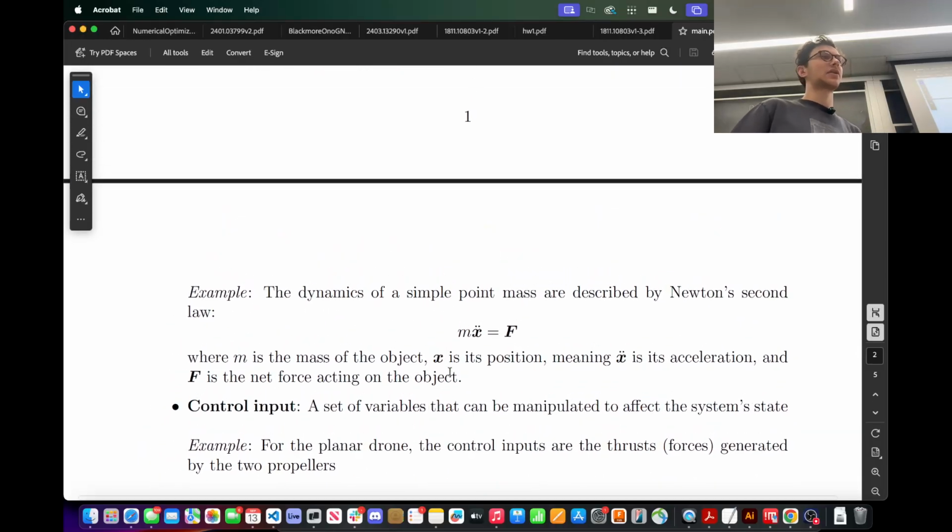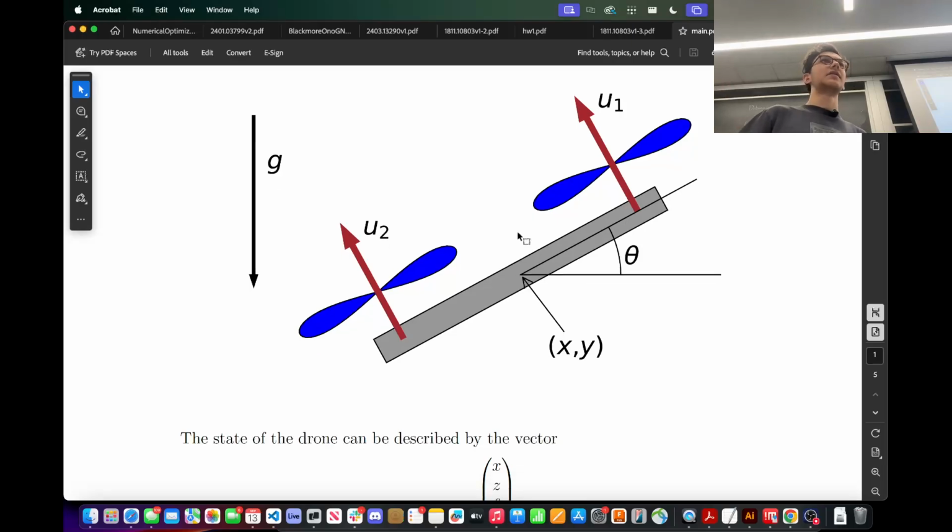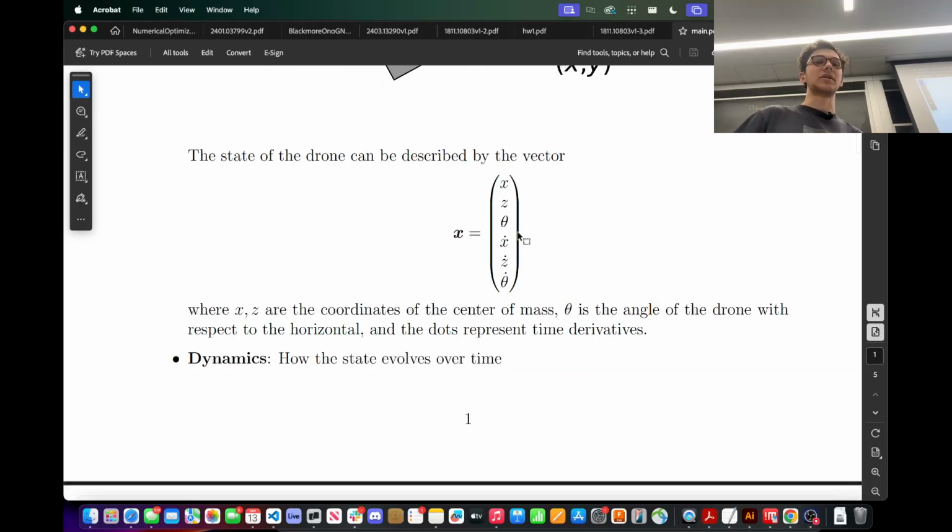And then when I talk about control or control inputs, this is the set of variables that can be manipulated to affect the system state. For this planar drone, the control inputs are the thrusts U1 and U2. If I want to change where the drone is, I can only do that by changing the forces applied by the props on the body. So the propeller forces are my control inputs.